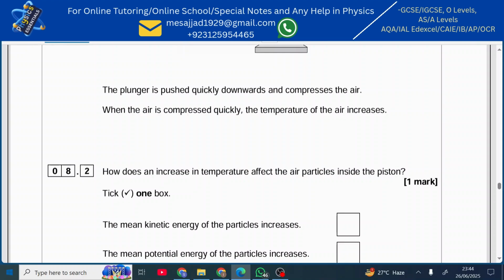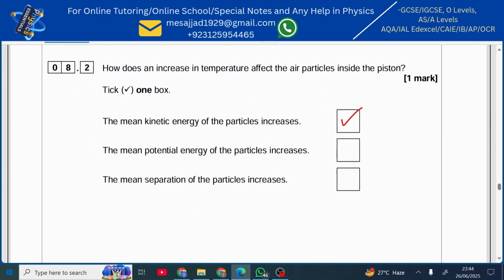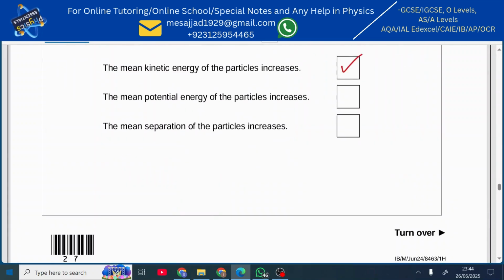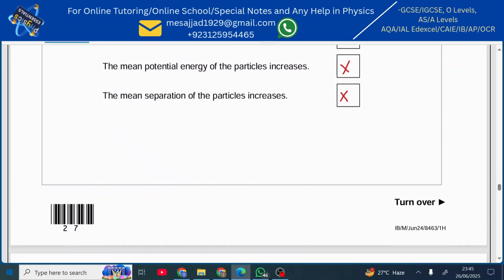Of course, when temperature is rising, their kinetic energy is rising, because if somebody is giving you more heat energy, you will be jumping more and more, right? So we can say that the kinetic energy increases, not the potential energy and not the separation, because moving energy is not potential energy, it is kinetic energy.